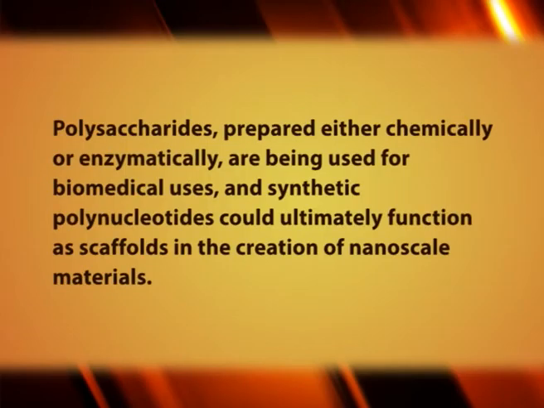Proteins of designed sequence and with specific chemical functions conferred by the incorporation of unnatural amino acids have been prepared in genetically engineered bacteria. Polyesters, beneficial as recyclable thermoplastics, have been prepared in microbial hosts and more recently in transgenic plants. Polysaccharides, prepared either chemically or enzymatically, are being used for biomedical uses, and synthetic polynucleotides could ultimately function as scaffolds in the creation of nanoscale materials.